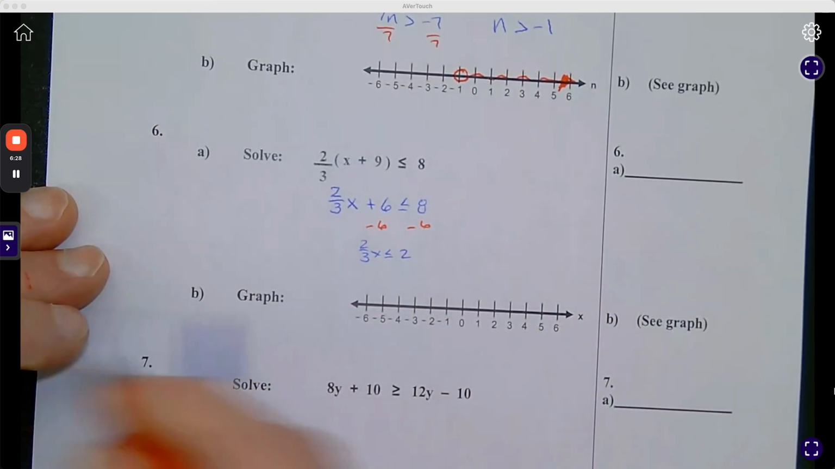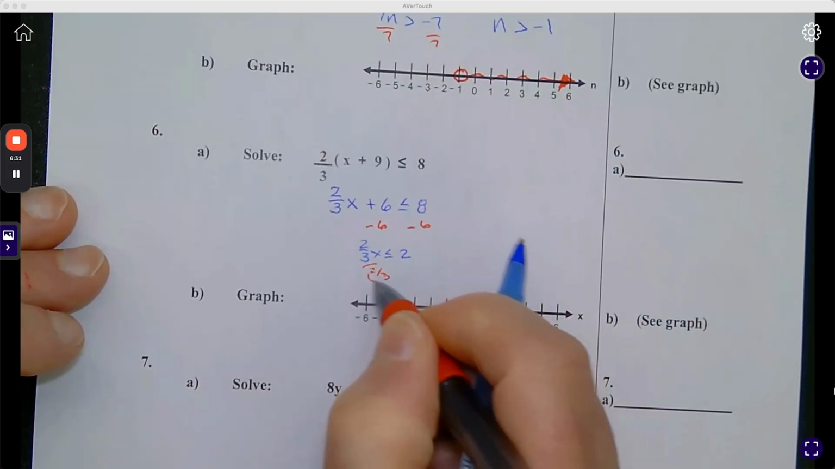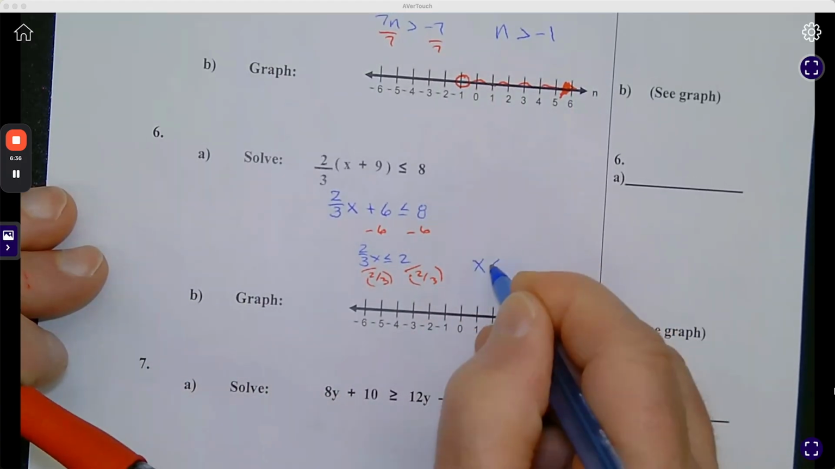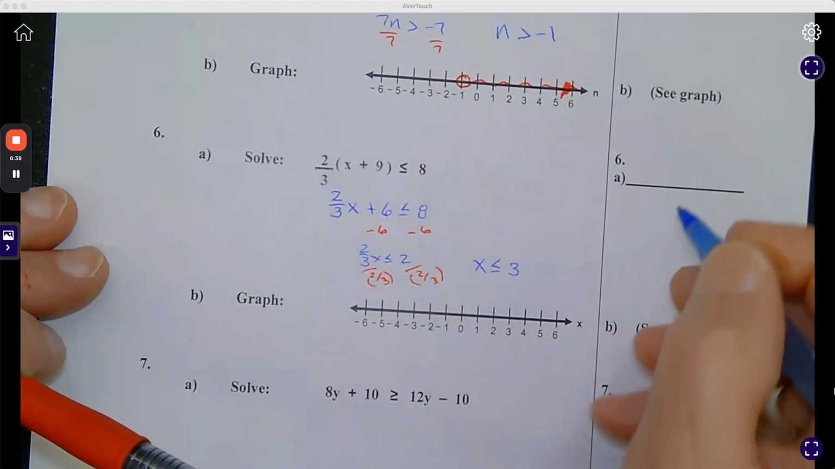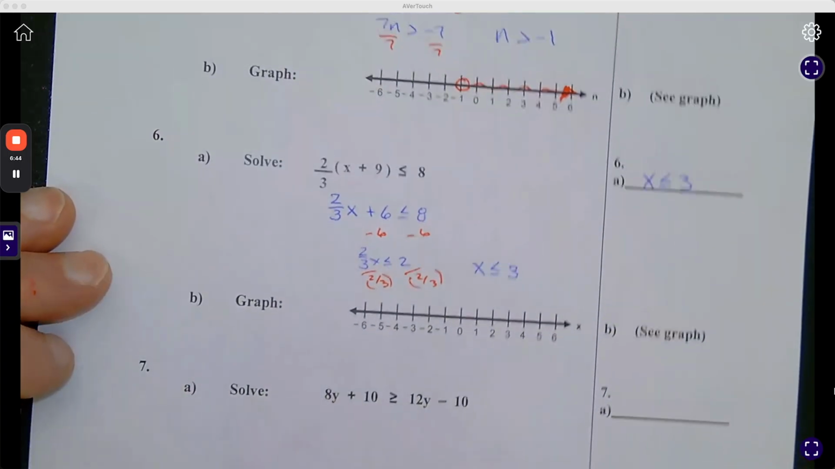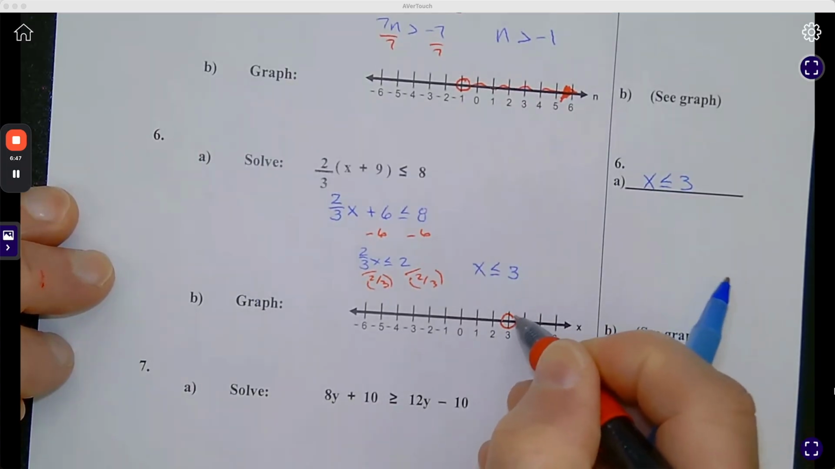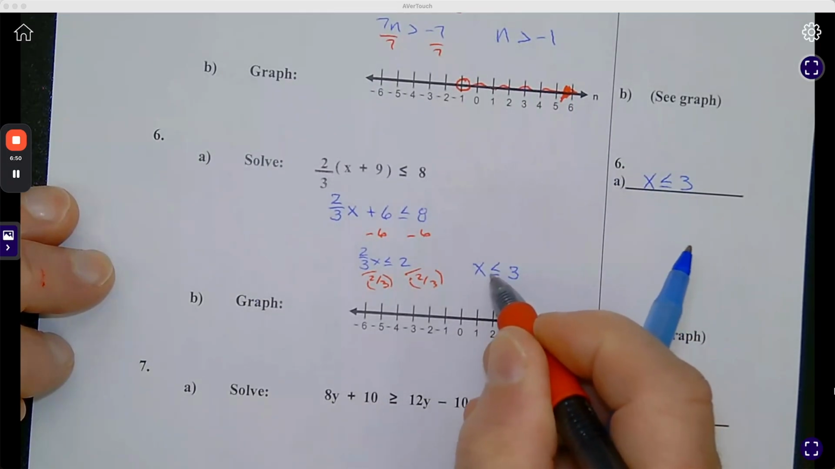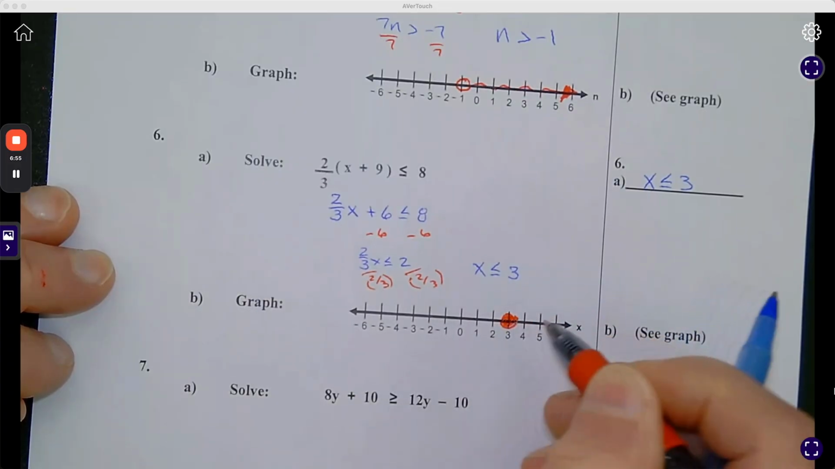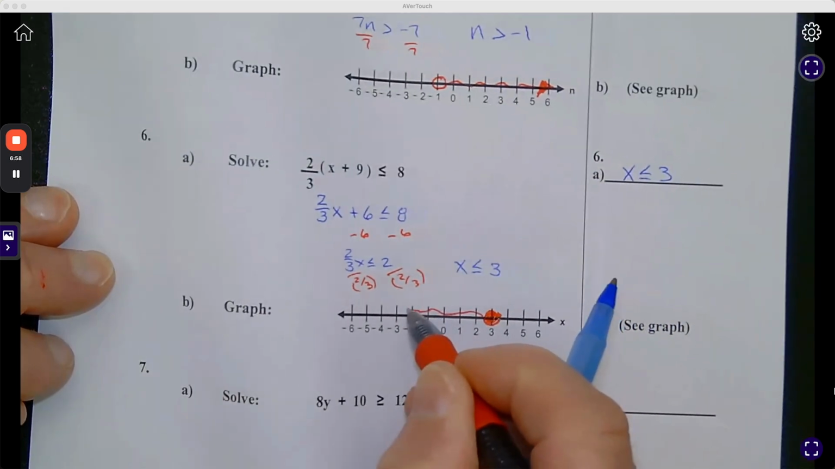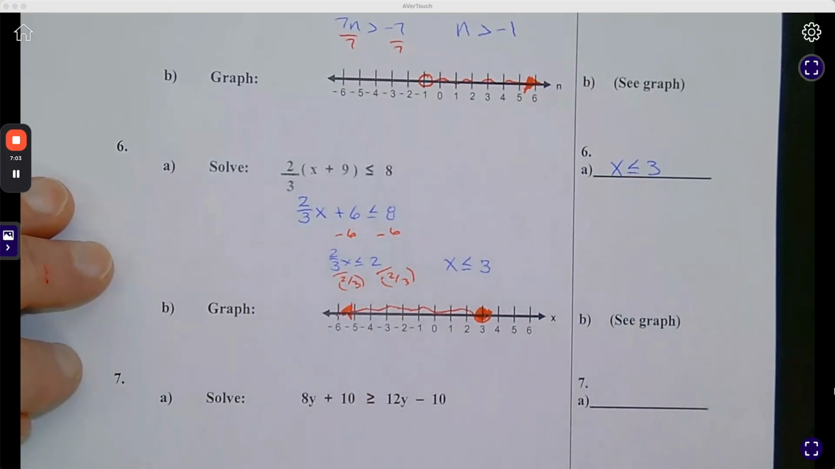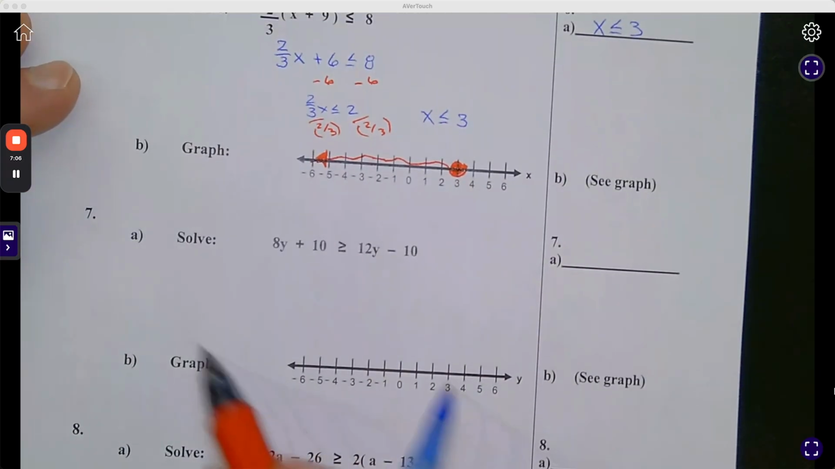Okay, now I'm going to divide by that 2/3. And when you divide by a fraction, don't forget, you've got to put it in parentheses. And you're going to get x is less than or equal to 3. So that's the solution. Now let's graph the solution set. Okay, so 3 is my endpoint. Notice if x is 3, that equal to is a valid solution. So I colored it in to show that 3 is a valid answer. x is any number that is less than 3. Boom. Done.